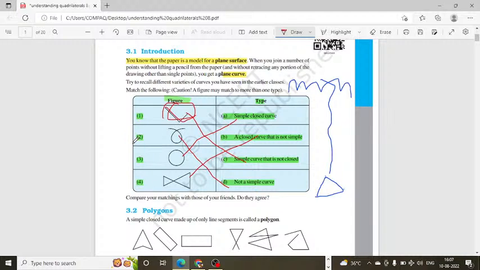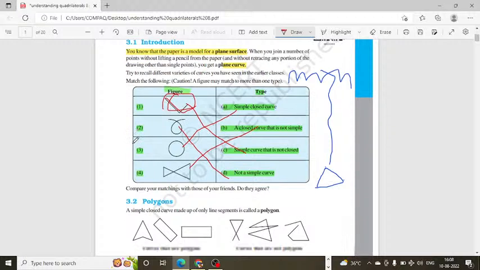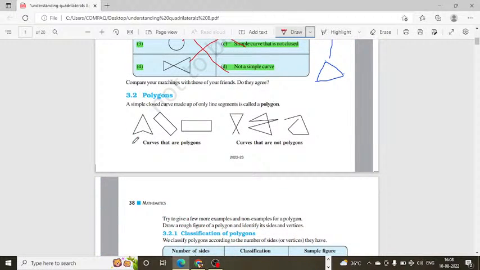अब हम पहुँचेंगे next की तरफ, जो कि है हमारा polygons. So I think you might have learned about polygons in your previous classes. So let's start with the first one. So चलिए चलते हैं polygon की तरफ. So what is a polygon? So polygon is a simple closed curve made up of only line segments. So ये एक simple closed curve है जो कि आपका सिर्फ line segment से बनता है.